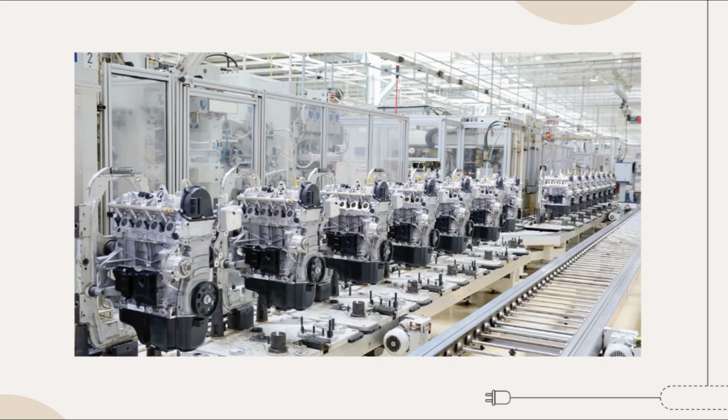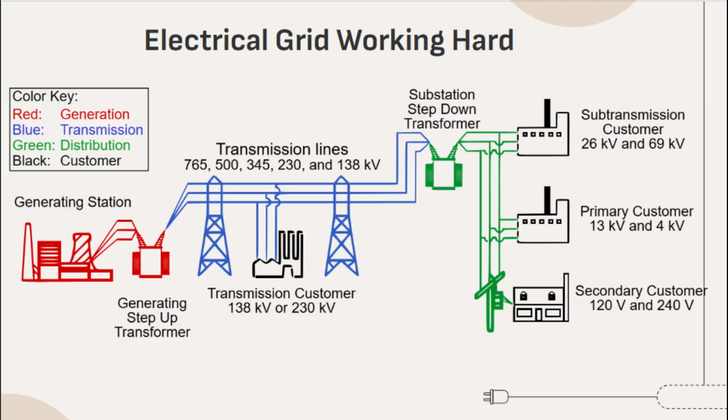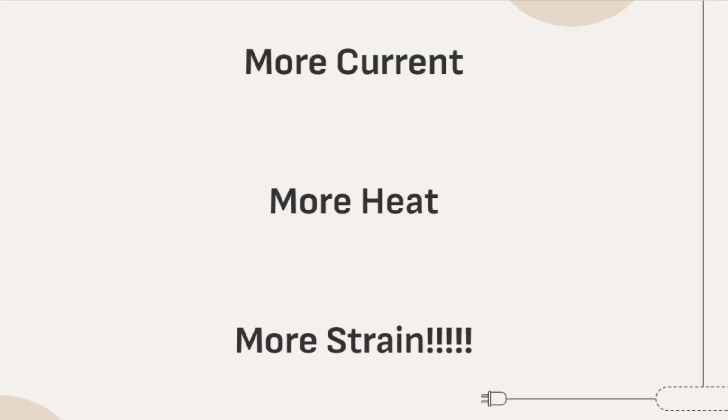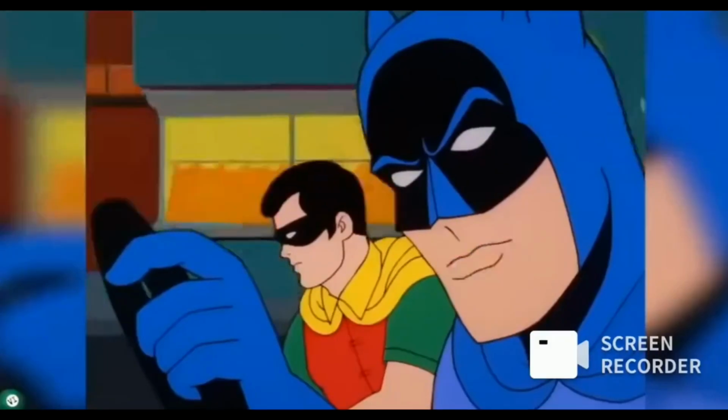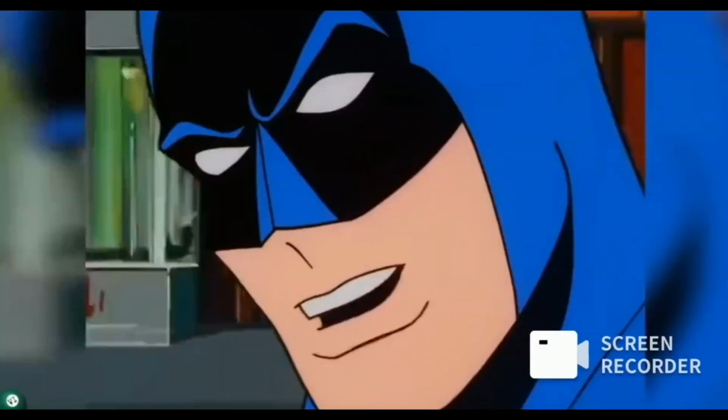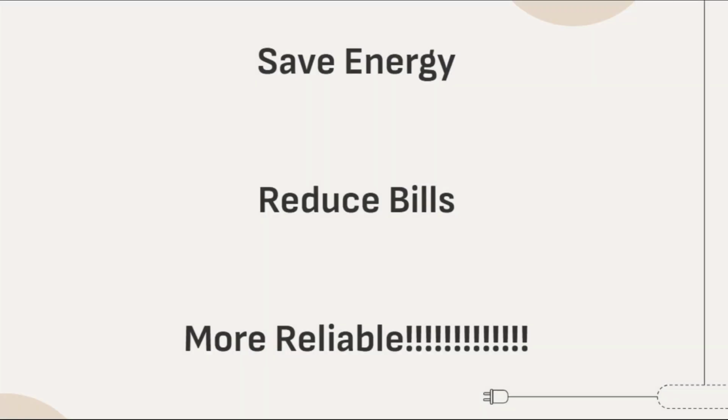On a big scale, when lots of machines run with a poor power factor, the whole electrical grid must work harder. That means more current, more heat, and more strain on equipment, and higher costs. Since utilities may charge penalties for wasting power, by correcting power factor, we save energy, reduce bills, and make the entire power network more reliable.